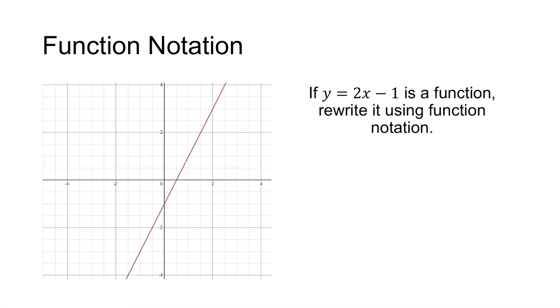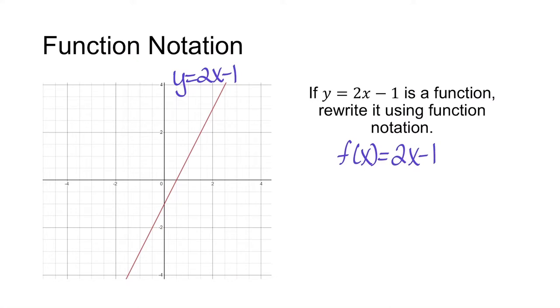So if y equals 2x minus 1 is a function, let's rewrite it using function notation. So this is the graph of y equals 2x minus 1. You can see using the vertical line test that this graph is a function. So instead of writing y, you can write f of x equals 2x minus 1.